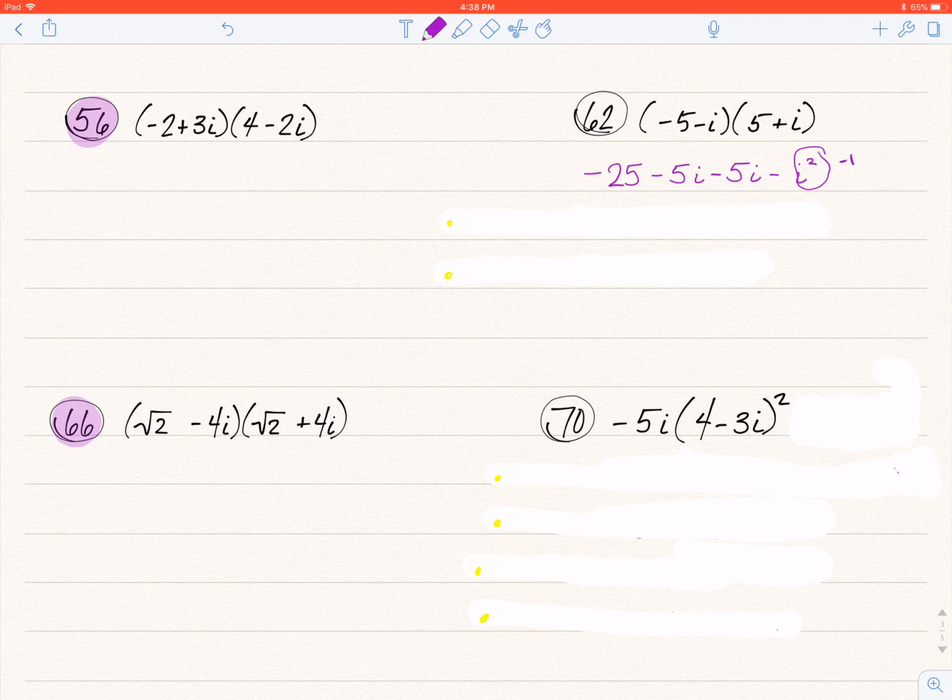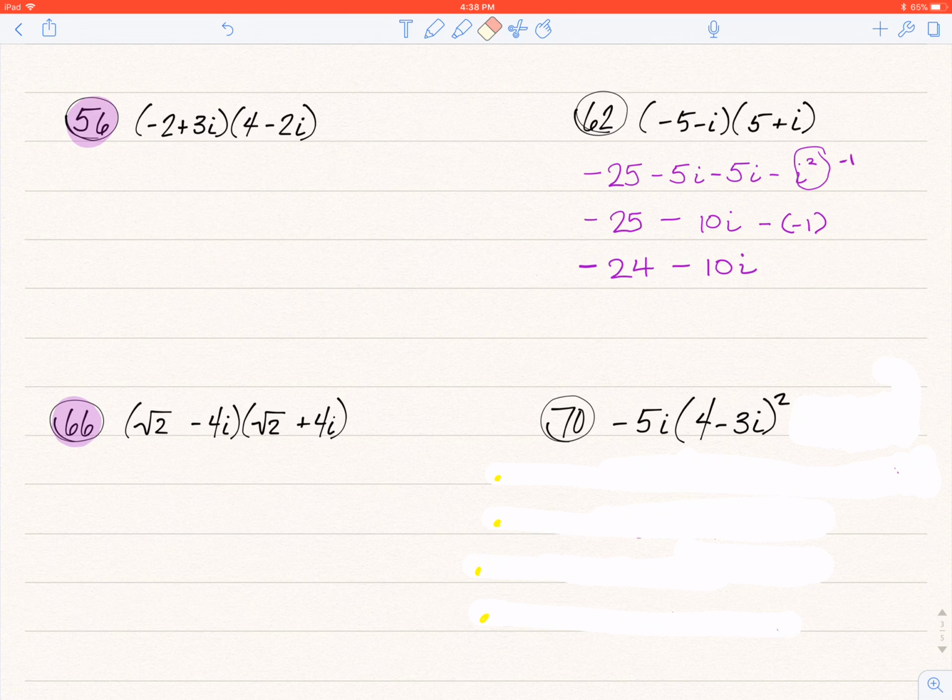So I have a negative 1. I need to simplify that. So that's going to be a positive 1. Now I need to combine my like terms. I've already combined the like terms in the middle, the negative 5i and the negative 5i. And then let's go ahead and combine our real parts. So I have a negative 25 plus a 1, which is going to be a negative 24. Negative 24 minus 10i is my complex number.